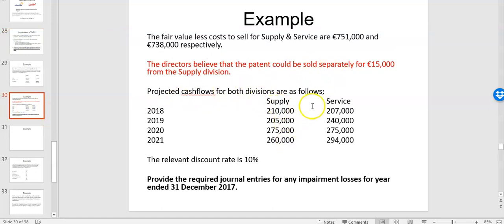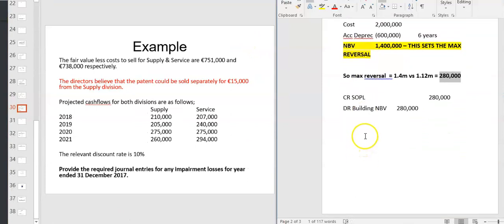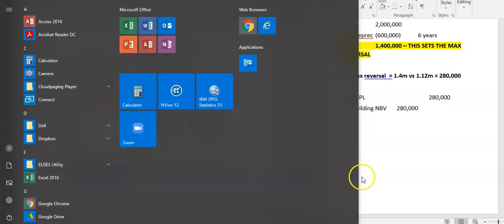Then you're given the cash flows for each division, and you're told the discount rate is 10%. They want you to prepare the journal entries for any impairment losses. So let's set this up and see what it's going to look like. Right, so the easiest thing is I'll set it up in Excel instead. It'll make it easier to follow, and we can keep a structure on it as well.